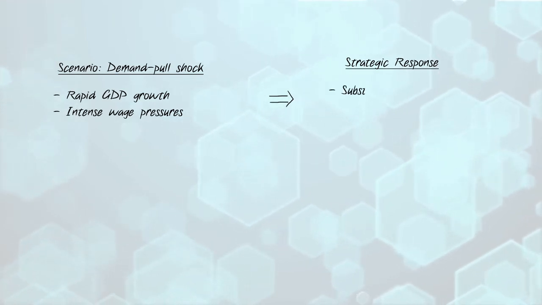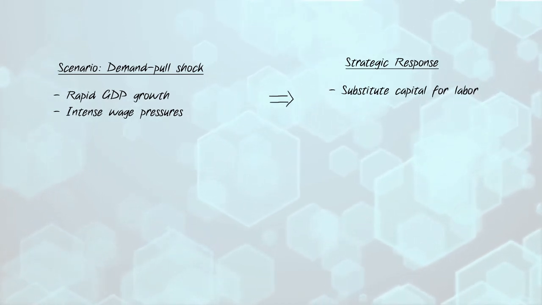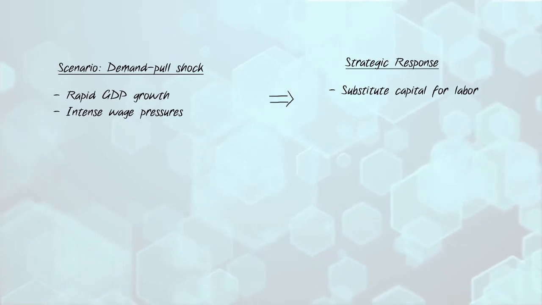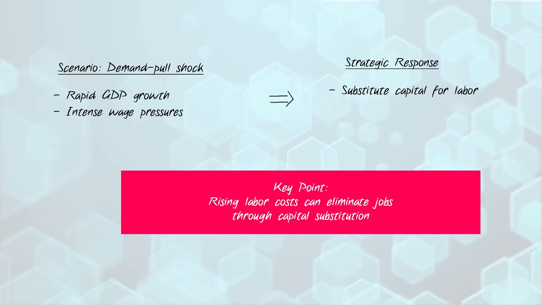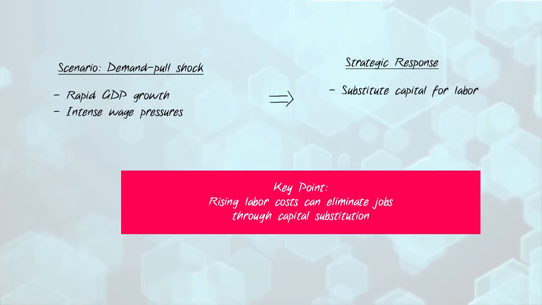Well, here you might consider substituting more machinery for labor in your production process. Think robotics here. And the broader key concept to note here is how rising labor costs can sometimes lead to the elimination of jobs through capital substitution. Not a happy day for workers, but a harsh economic reality of the marketplace.